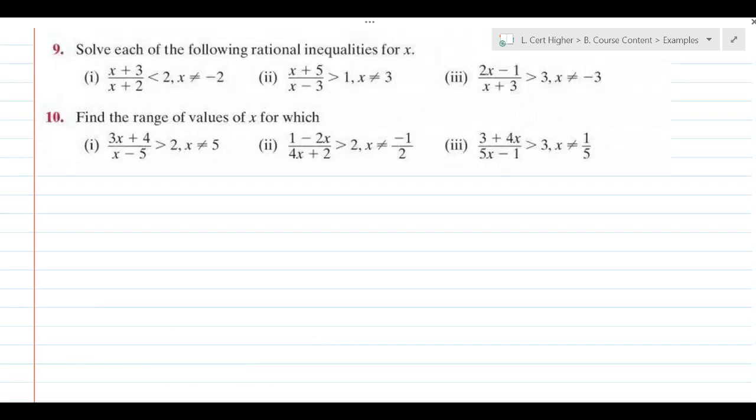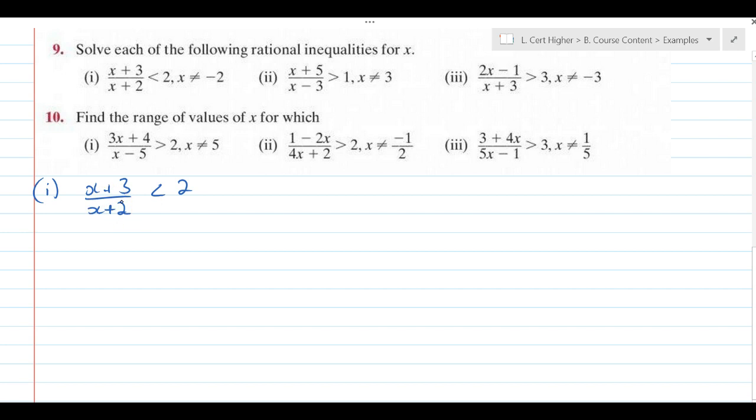This moves us on to question 9 and 10. Now I'm not going to do every single one of these because they're all very similar. We're going to pick out some of them. So I'm going to start with 9 part i. We have x plus 3 over x plus 2 less than 2, where x cannot be equal to minus 2, because if it was, we would have 0 on the bottom, which we know we're not allowed.